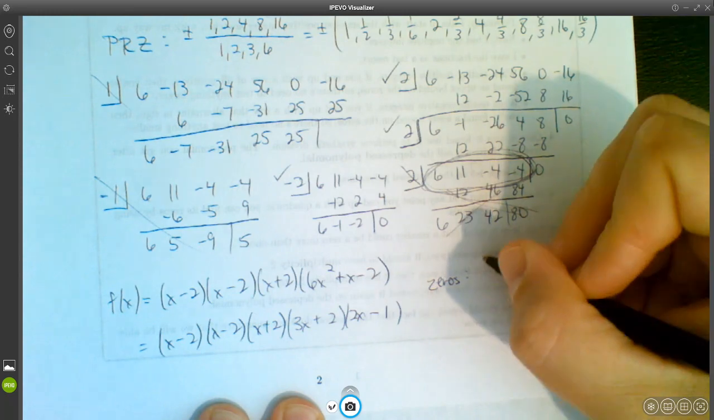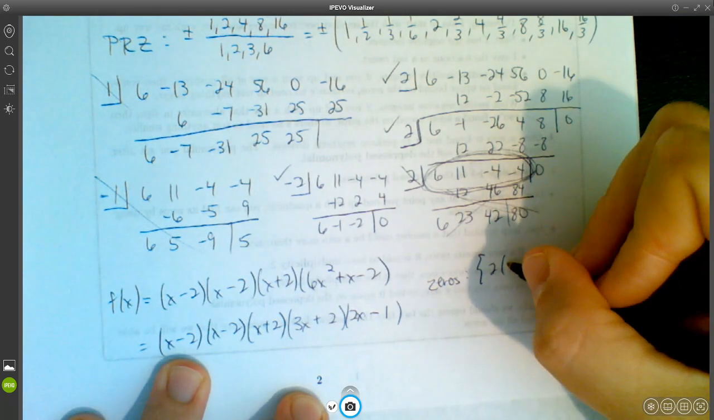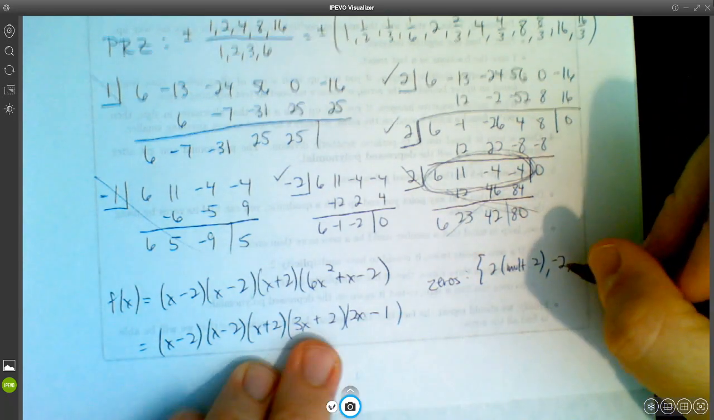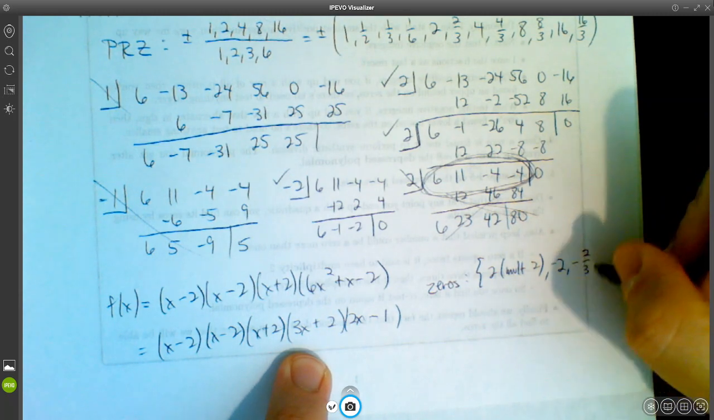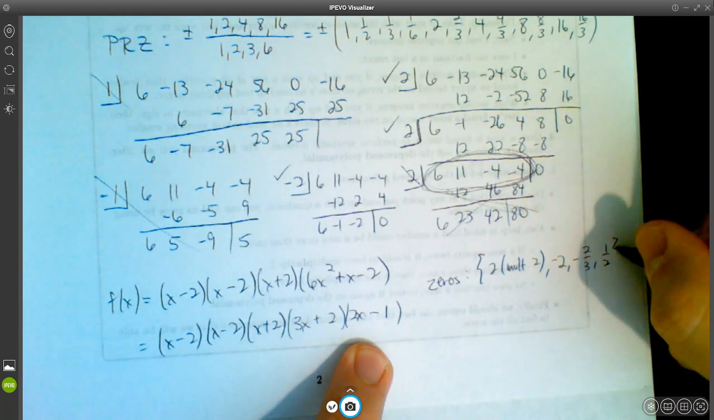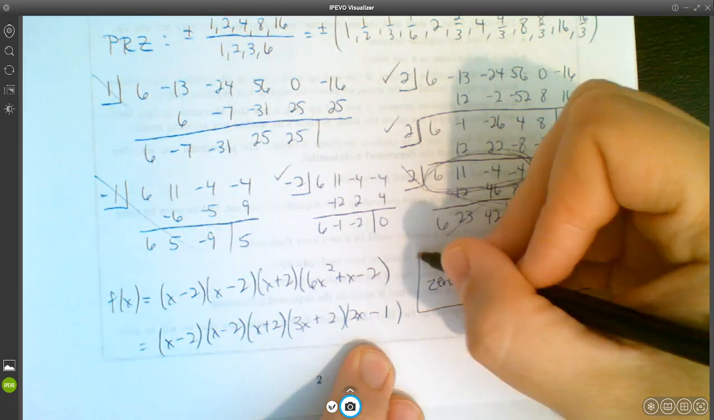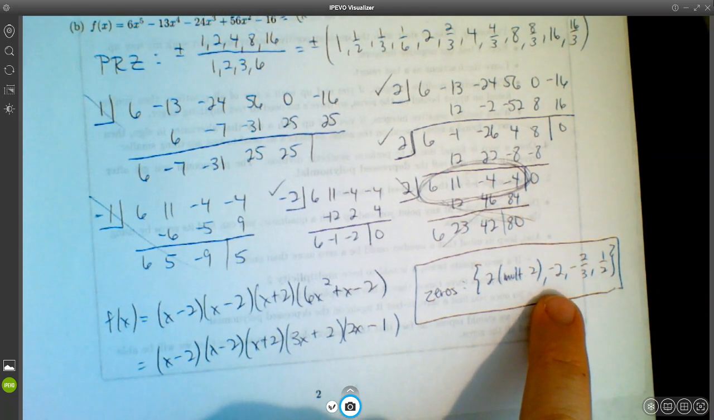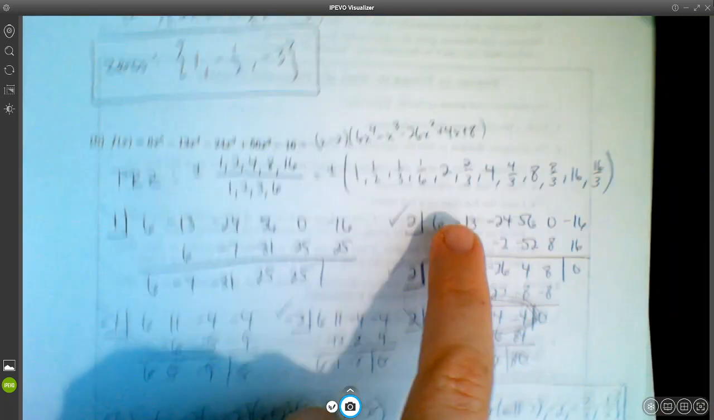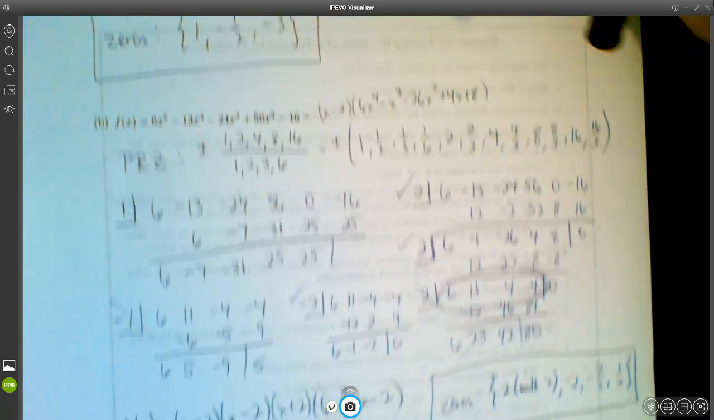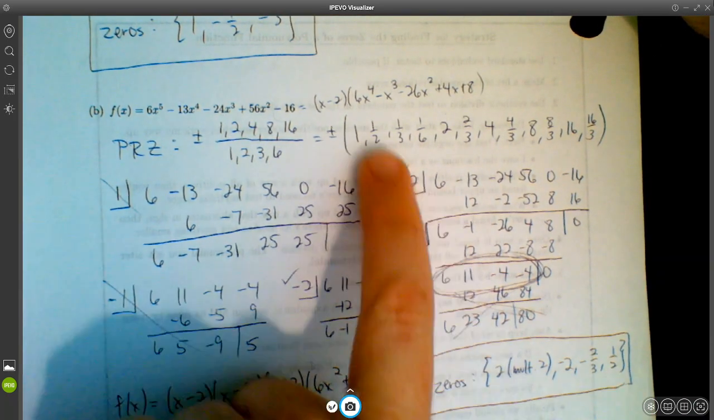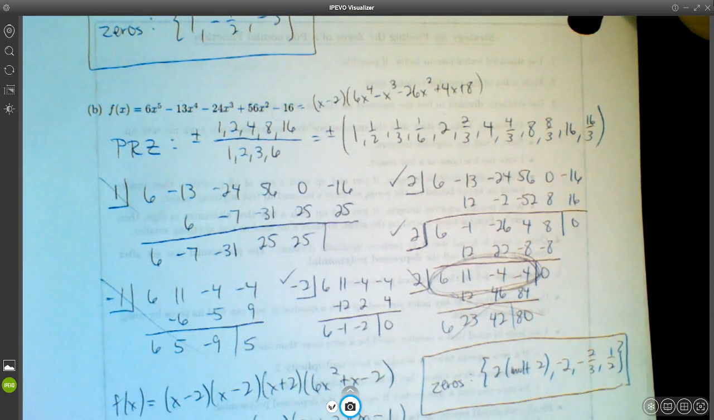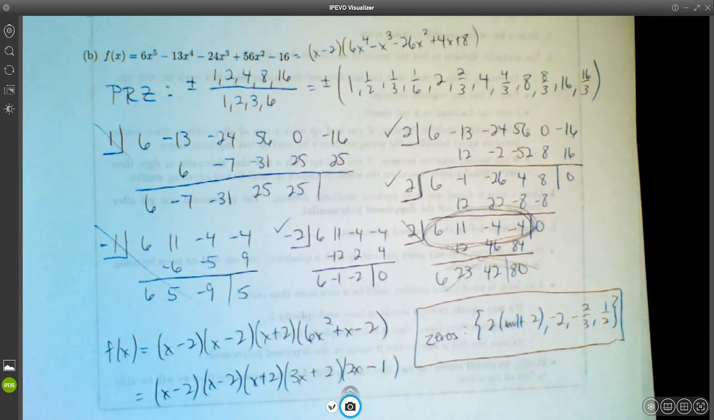So my zeros are 2, right, multiplicity 2, negative 2, negative 2/3, and 1/2. So there they are. Notice that all of the zeros of this particular polynomial were in fact rational numbers, and notice that they're all on the list of possible rational zeros, right? 1/2 is on the list, negative 2/3 is on the list, negative 2 and positive 2 are all on the list. But there you go. That's how you find the zeros.